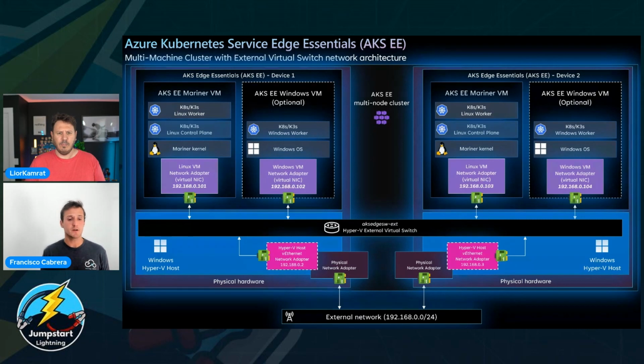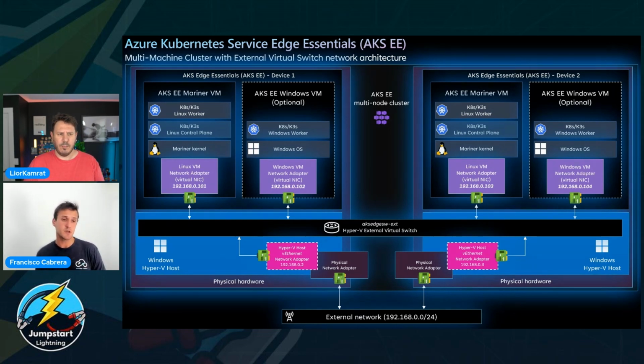So what we're doing here, instead of using an internal virtual switch and a NAT, we basically use an external virtual switch. That means all the different nodes are connected directly to the external network. If you can see here on the left-hand side, you have node device number 1 and a physical network adapter, and on top of that we create a virtual Ethernet network adapter. Then for each of the different nodes, we'll also create the different network adapters.